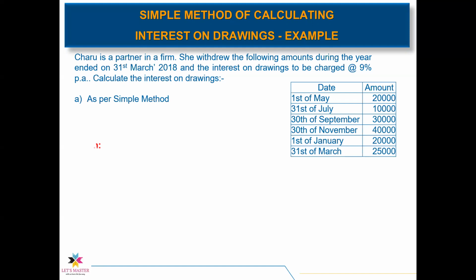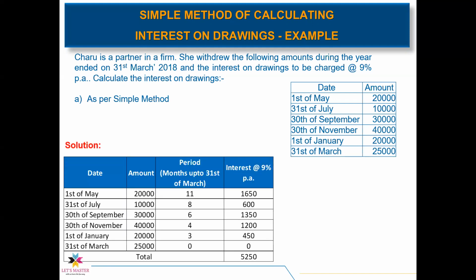So first of all, what we will do is we need to prepare a table like this. And here what we are doing is we are calculating the interest on each amount withdrawn separately. So in the first case, Charu has withdrawn 20,000 on 1st of May.